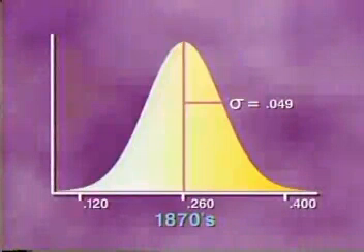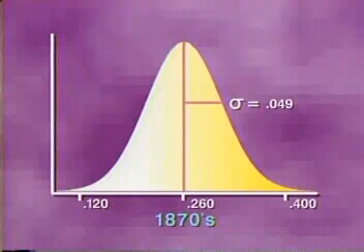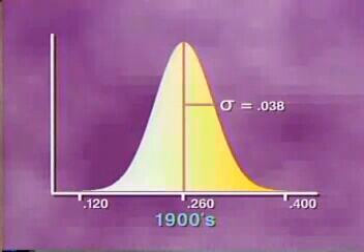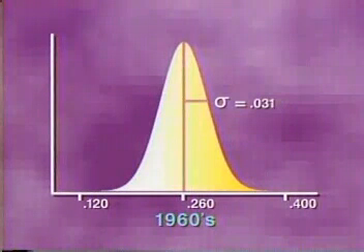We see here the distribution of batting averages in the 1870s. The mean at .260, the standard deviation at .049. Over the years, the mean has remained constant, but the standard deviation has steadily decreased. There's less variation between the best and worst hitters. Now that's the statistical way of saying that everyone has gotten better.